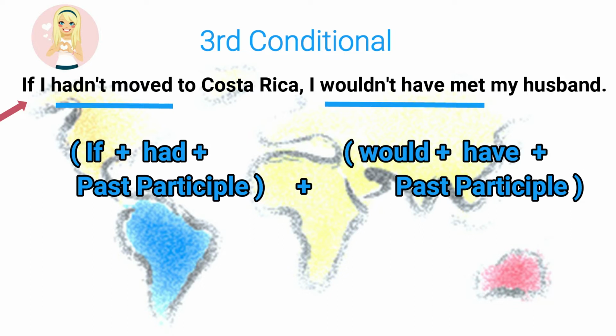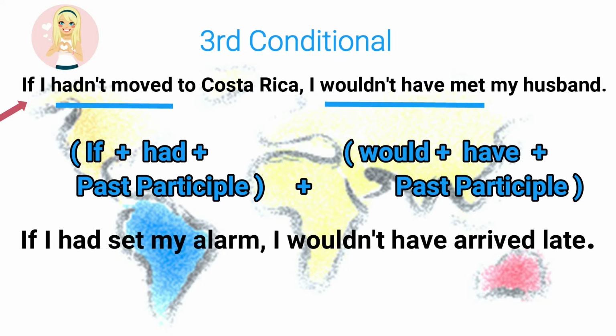Okay, let's analyze a couple more examples of the third conditional. If I had set my alarm, I wouldn't have arrived late. Knowing what we know about the third conditional, we can see that in reality, I did not set my alarm. In the if clause or the action clause of my third conditional, I'm using a positive verb, which means in reality, it did not happen.